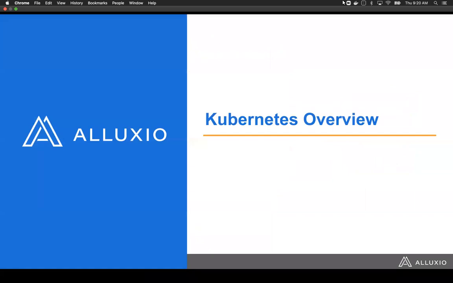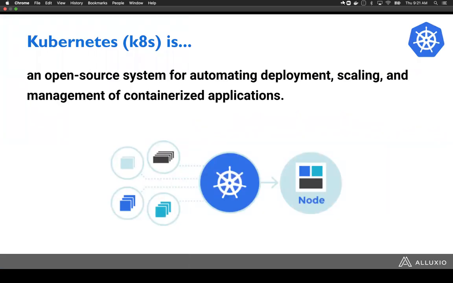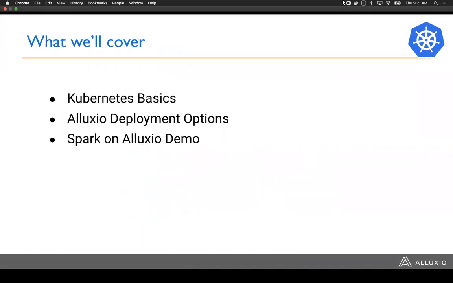Okay, next I'll talk about a few Kubernetes concepts which I'll mention in the rest of the talk. These are some components that we use to deploy Alluxio on Kubernetes, and for people who need a quick refresher, here we go. Like most of you know, Kubernetes is a system for deploying and managing containerized applications. This could include applications like Spark and Presto, and also stateful applications like Alluxio. In the next couple of slides, we'll cover some basics and talk about different options for deploying Alluxio on Kubernetes. And like I mentioned before, we'll have a demo running Spark on Alluxio, accessing data from Amazon S3 in a Kubernetes cluster deployed in Amazon EC2.